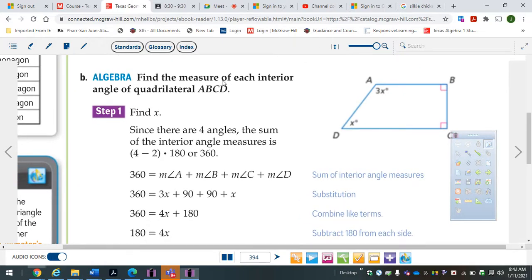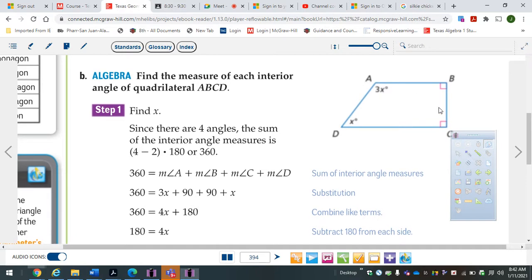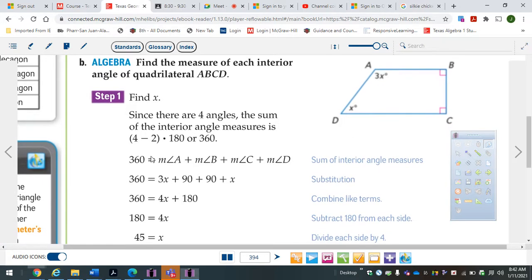Now we're going to find the measure of each interior angle of quadrilateral ABCD. I know what these two are, but I don't know what these are. I can tell you the total sum. Since this is a 4-sided figure, I use the formula: 4 minus 2 is 2, and 2 times 180 is 360. You could also say these are already 180. The way the book does it, all the angles added together equal 360, which is true.